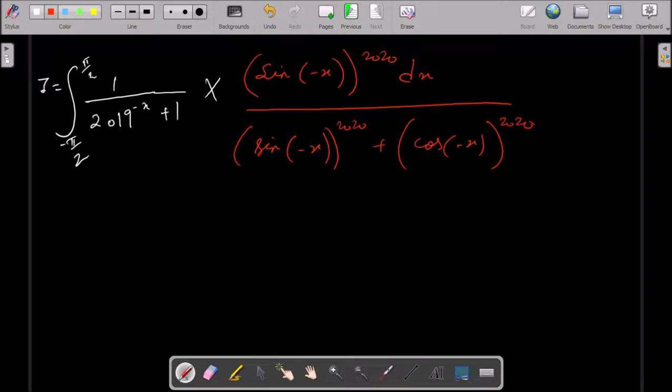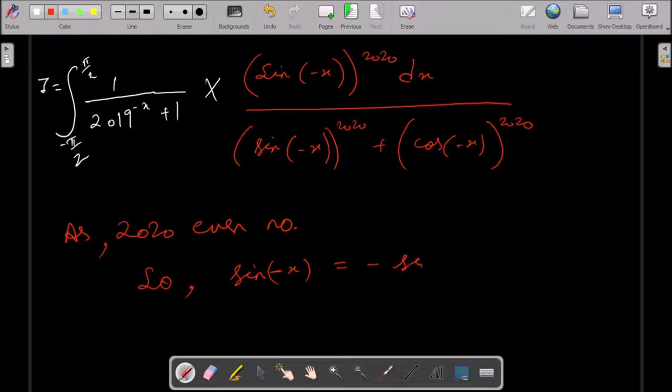Okay, so now as 2020 is an even number, sine of minus x equals minus sine of x, and cos of minus x equals cos x. I think everyone knows this; this is the property of trigonometry. So see here, we will write minus sine x here. Minus sine x to the even power is only sine x.